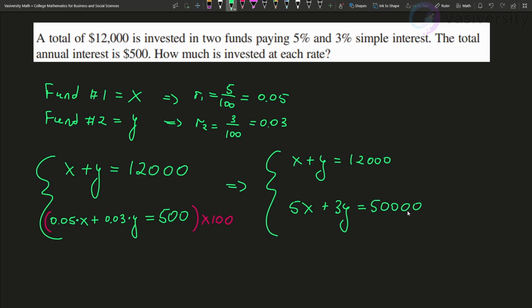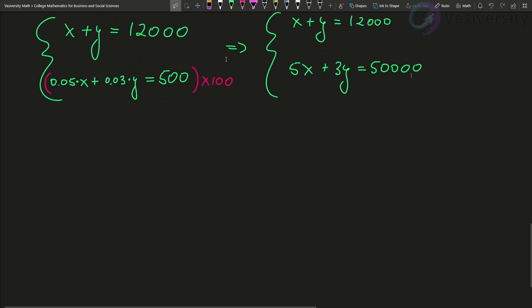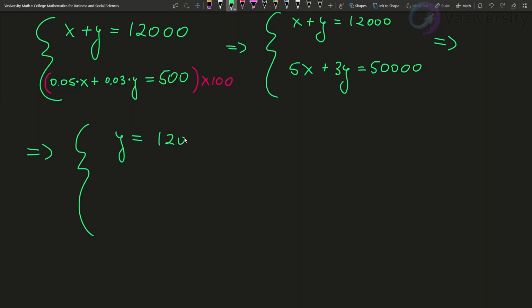Okay, now we can solve this system by substitution. All right, so let's do the substitution. We're going to say y is equal to what? It's equal to 12,000 minus x, and then we can plug in. So we're going to have 5x plus 3 times (12,000 minus x), and that's equal to 50,000. Perfect.